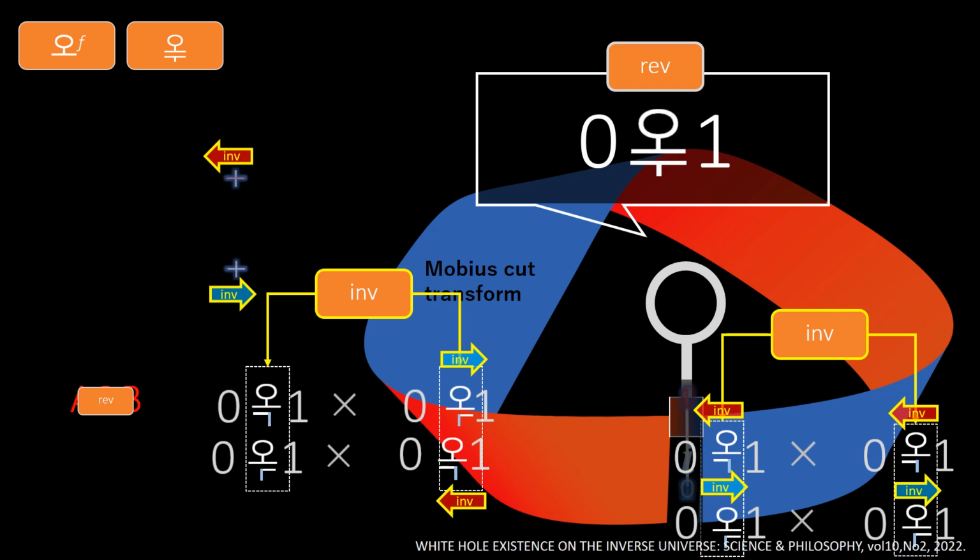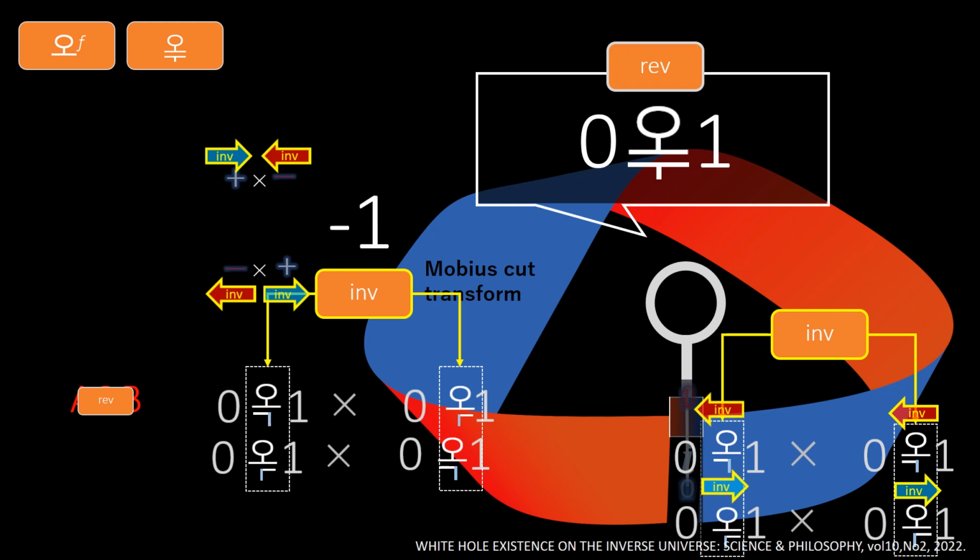This is simply the relationship between rev and inv, as often used in matrix calculations. This is called the Mobius cut transform. It can be said that it is an evolved form of cut arithmetic. Multiplying inv with vectors in different directions will result in -1. In other words, it represents the square of the imaginary number. 1 for vectors in the same direction. Isn't the former a number that represents consciousness?